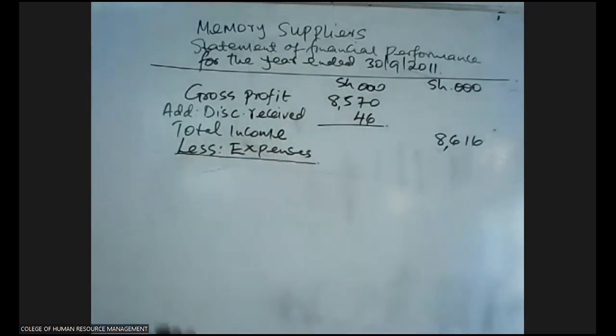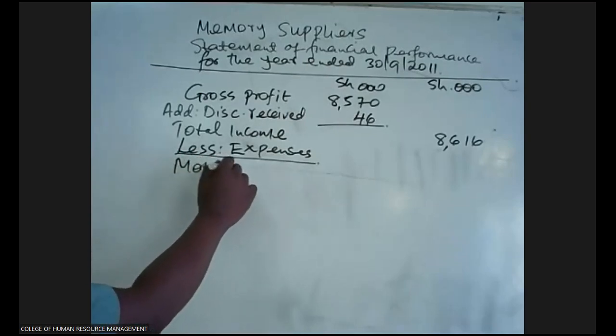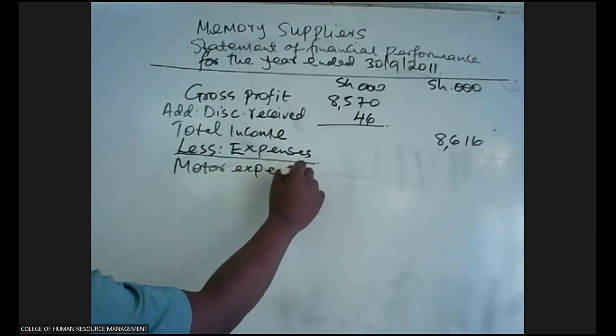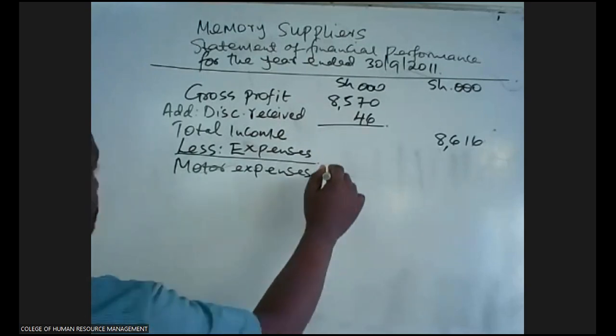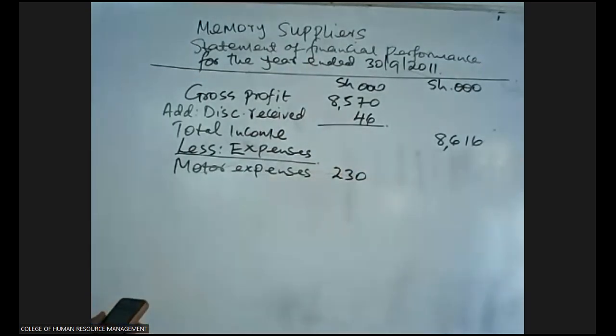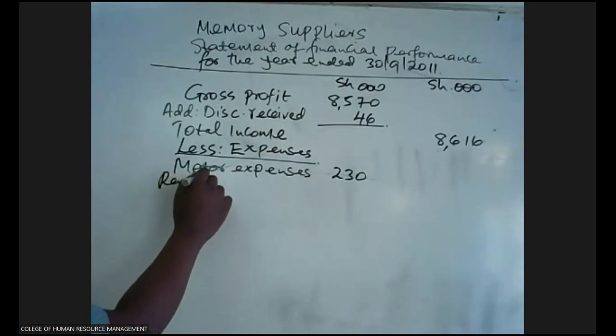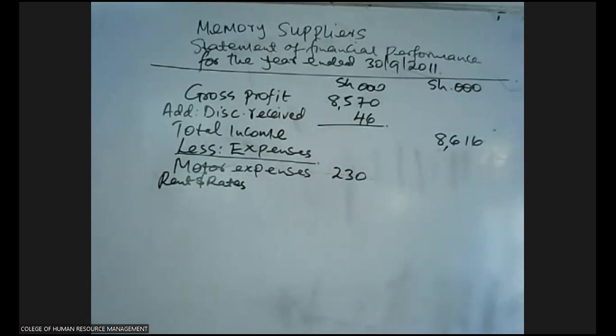operating expenses. Here, we should also remember that there is some additional information that affects some expenses. One, we have motor expenses. The motor expenses as per the question is 230. Two, we have rent and rates. These ones are affected by the additional information.